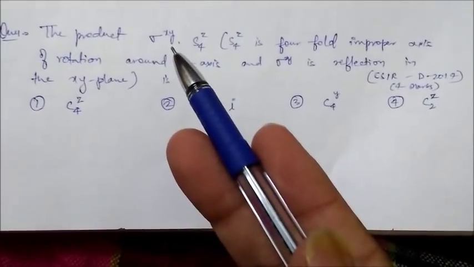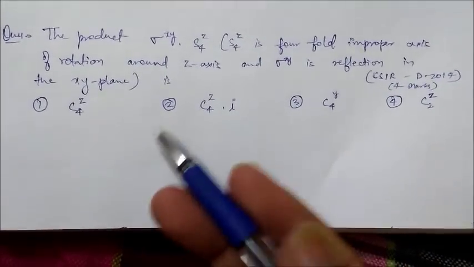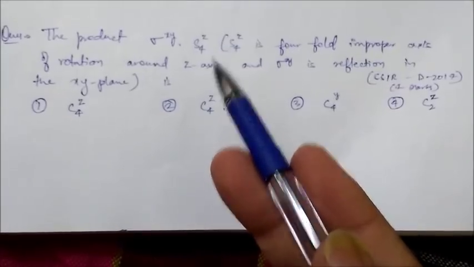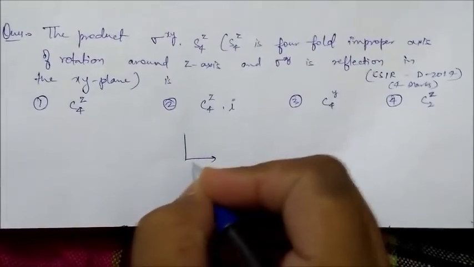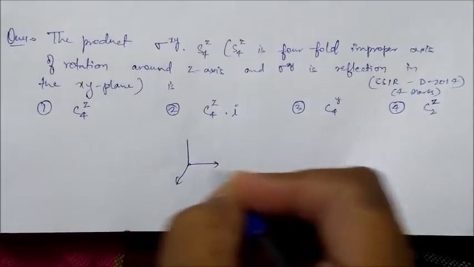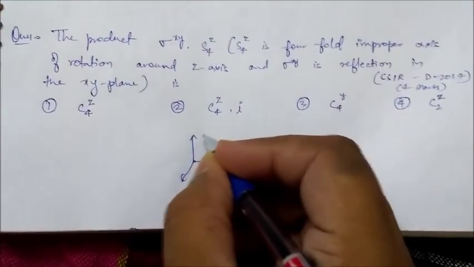Okay, see, this question was very easy. It was for 4 marks, but the question was very simple. See what it has said, that the S4 rotation is along the z axis. Okay, so the z axis is like this, the x axis is like this, and the y axis is like this. So this is x, y, and this is z.